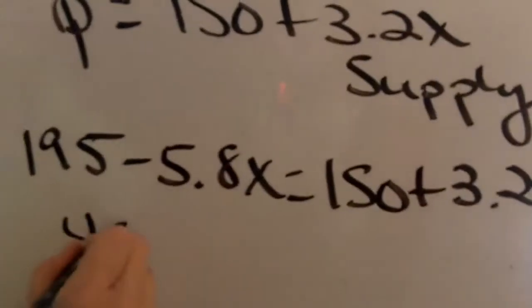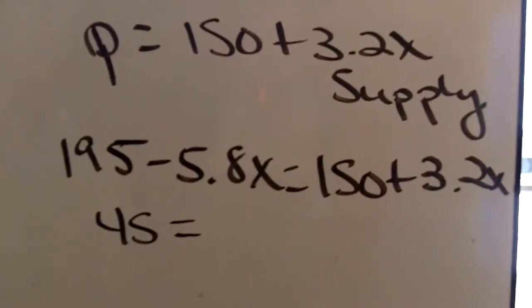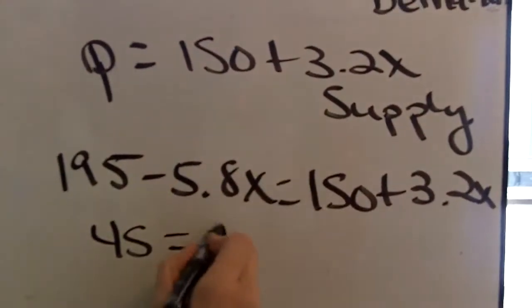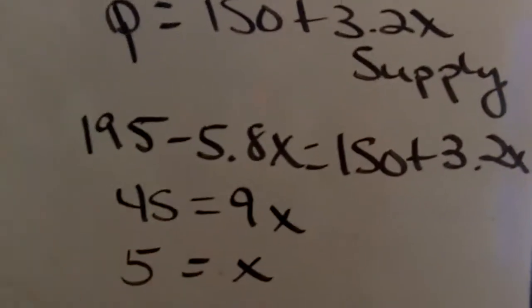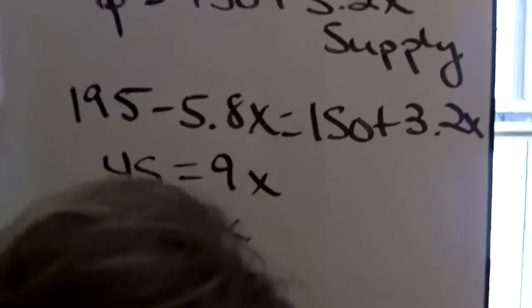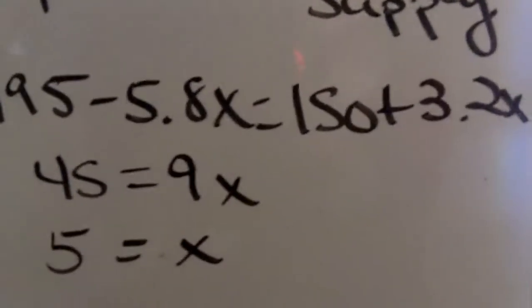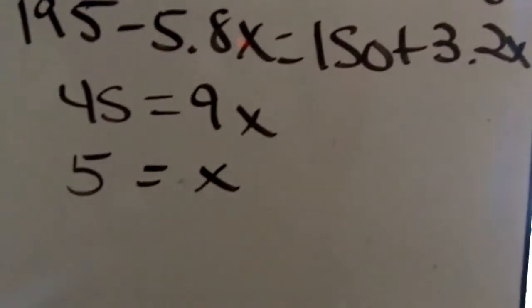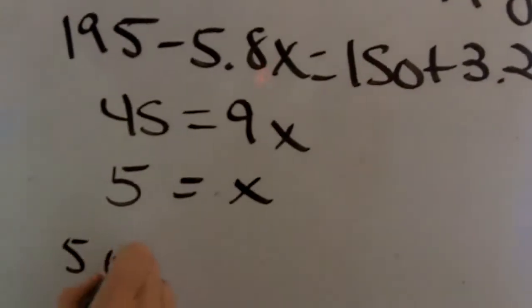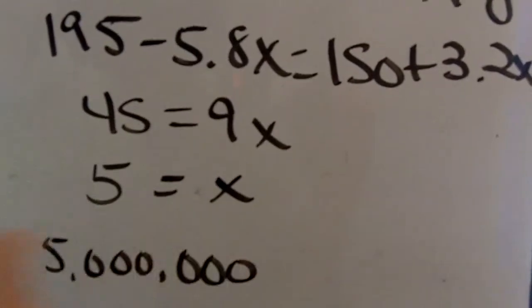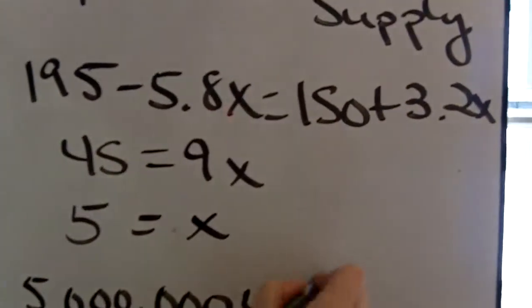Subtract 150 from both sides, add 5.8x to both sides, divide both sides, and you end up with 5. Now in this particular example, they said that x represented the number of units in millions. So the answer to this question would be 5 million units would be equilibrium.